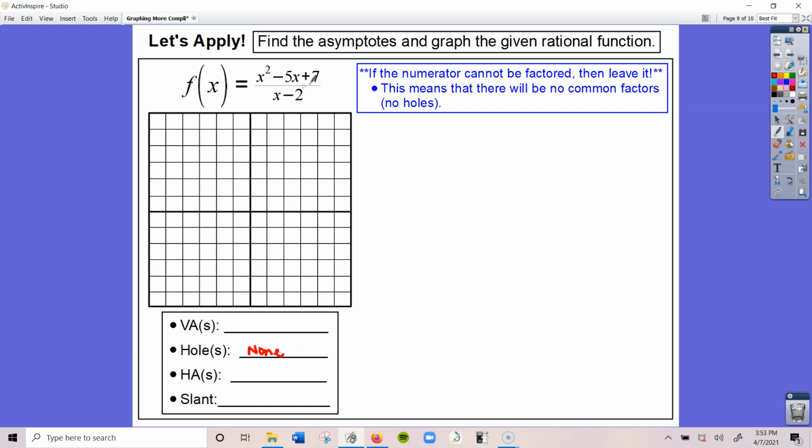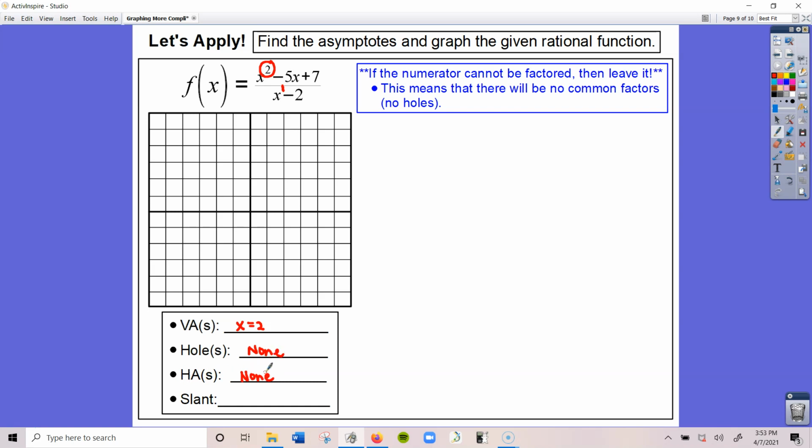But for the vertical asymptote, we have this x minus 2 in the denominator. That means that we have a vertical asymptote at x is equal to 2. For the horizontal, we look at the degree of the numerator, which is 2, and compare it with the degree of the denominator, which is 1. 2 is greater than 1, so there is no horizontal asymptote.